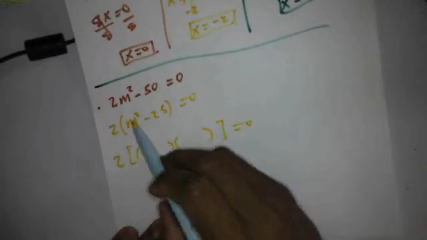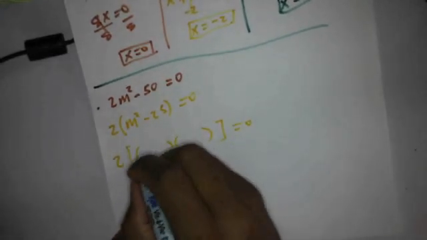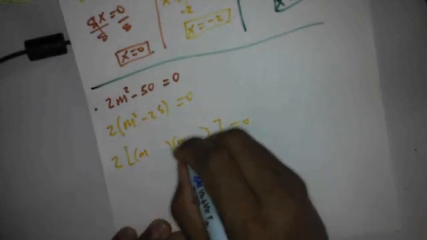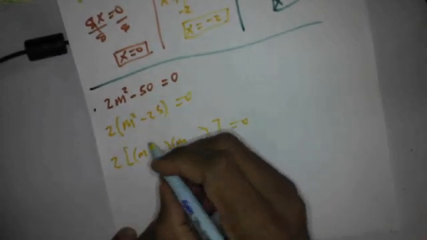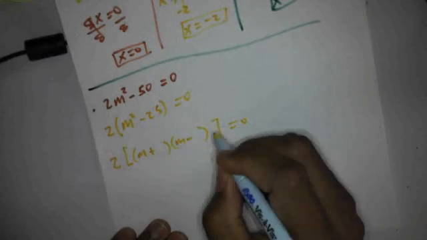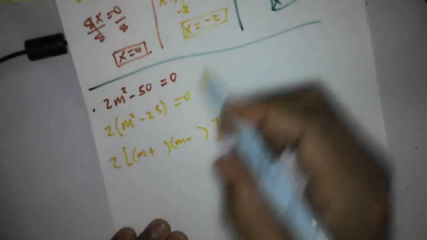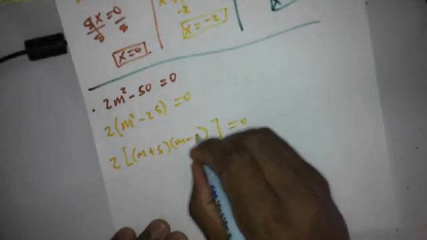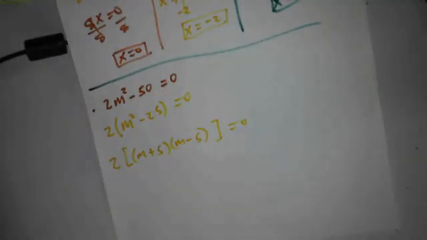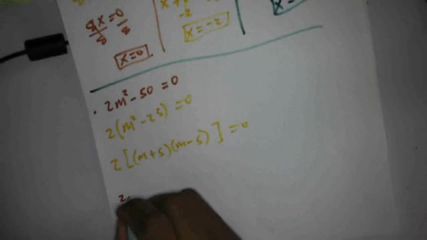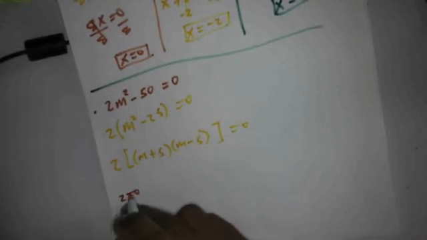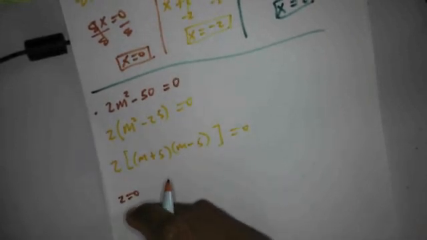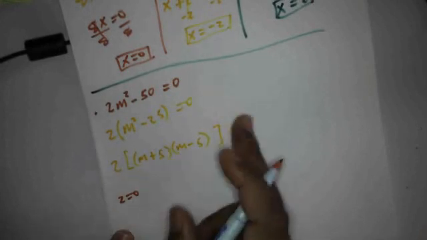The square root of m squared, that is m, so m comes here, and it comes here as well. Of course, one will be plus, one will be minus. The square root of 25, that is 5, one comes here, one comes here. Okay? So you will equate each factor to 0 and solve. So this would be 2 equals 0. So this one, you would not use, okay? Because you haven't found a value for m.